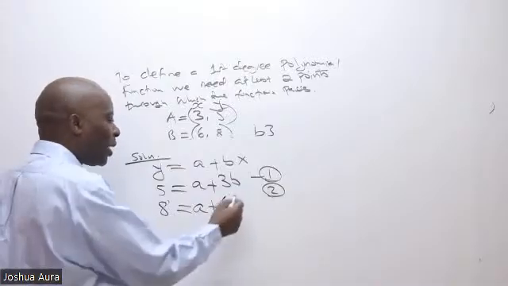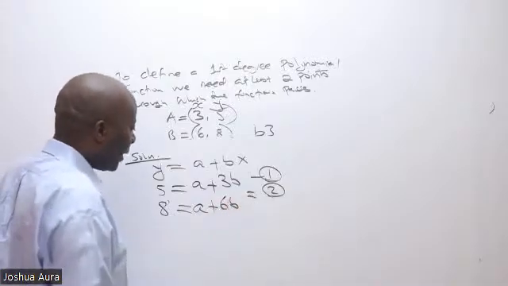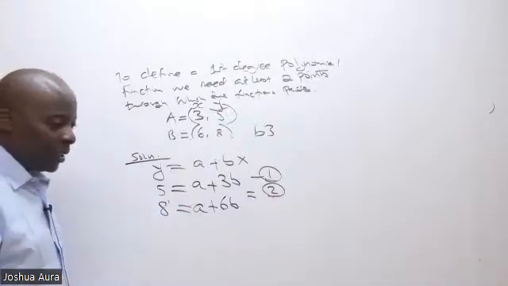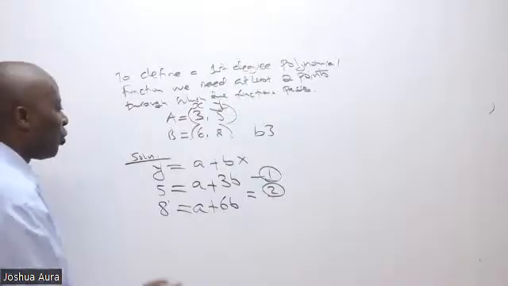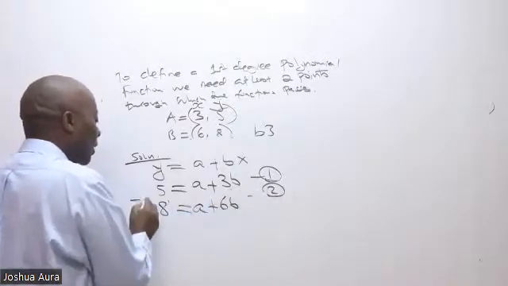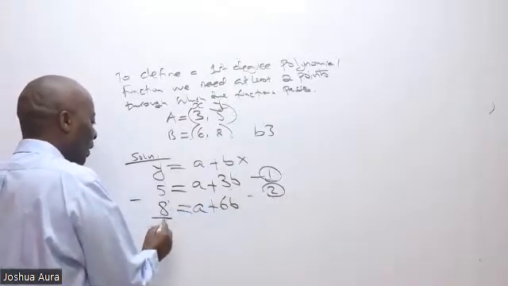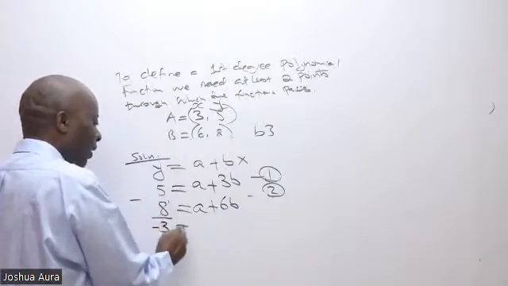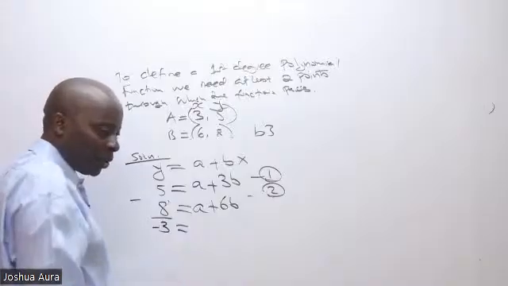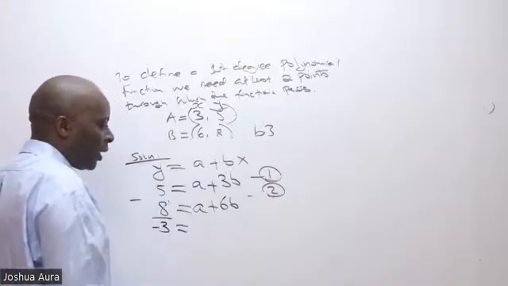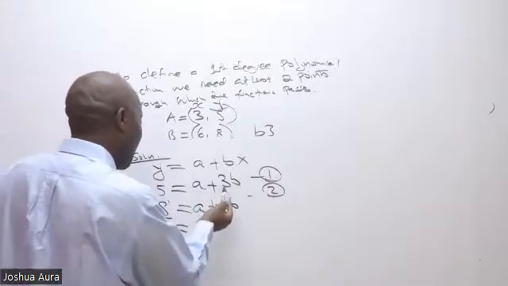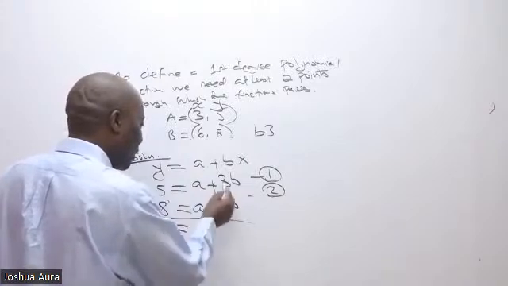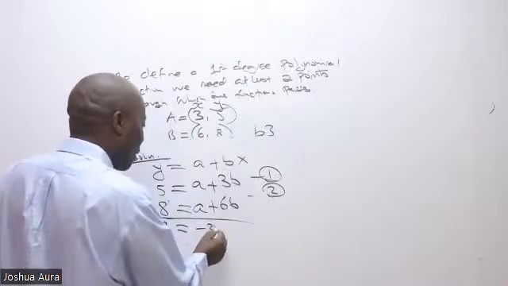So then could you kindly go ahead and subtract for us? We want to eliminate a. So to eliminate a, go ahead and subtract. 5 minus 8 gives me minus 3, equals a, and a disappears. That was our objective, to kill a. And then we have here 3 minus 6, which gives me minus 3b.